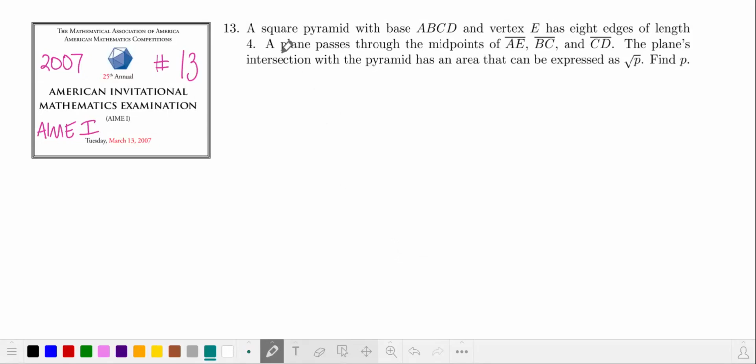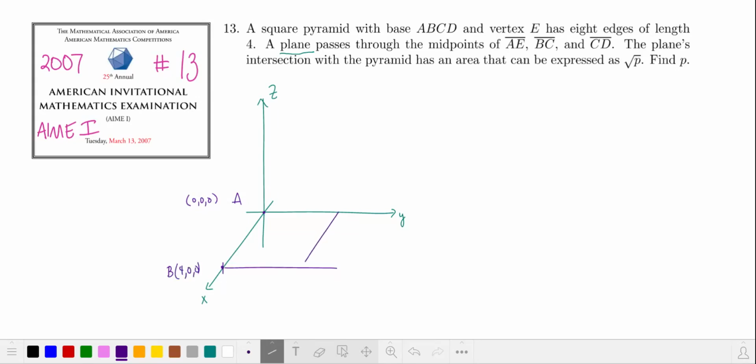We're going to start by finding an equation for this plane. To do that, we will put our pyramid in this space with respect to our three axes. We'll put the base of the pyramid here in the xy plane, and A will be at the origin. We'll put B over here on the x-axis.